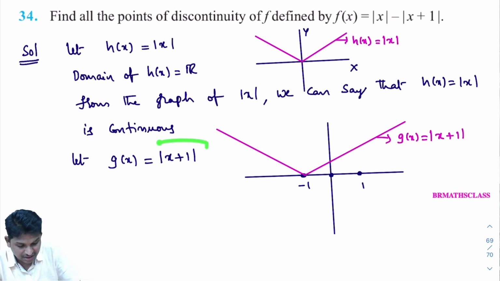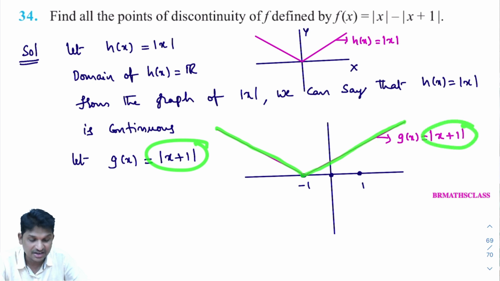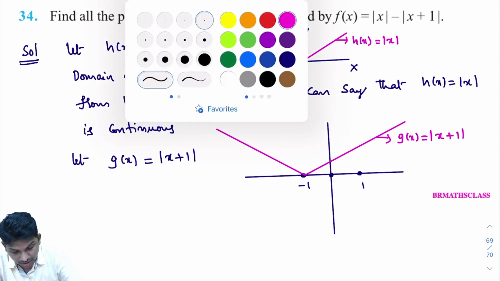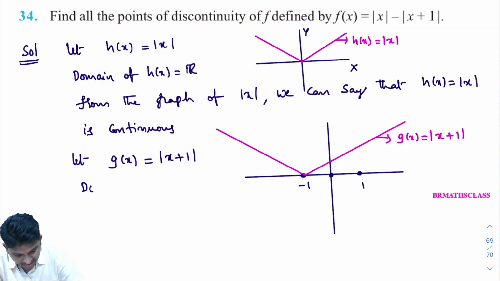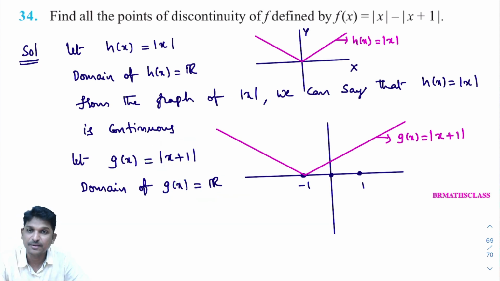Now you observe the graph of modulus of x plus 1. You observe the domain is all real numbers. For this function, the domain is all real numbers. Is there any gap in its graph? There is no gap in its graph. So I can say that this is continuous. You know how to calculate the domain, you learned it in the functions chapter. It is easy to memorize. Domain of g of x is all real numbers. How can you say the domain of this is all real numbers? You take any real number x, g of x is defined.